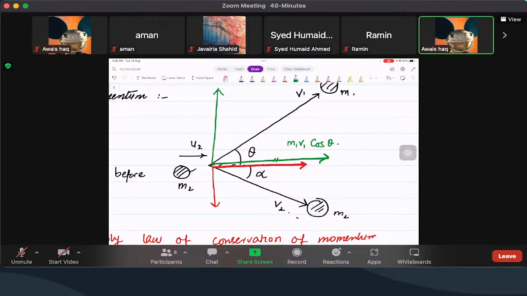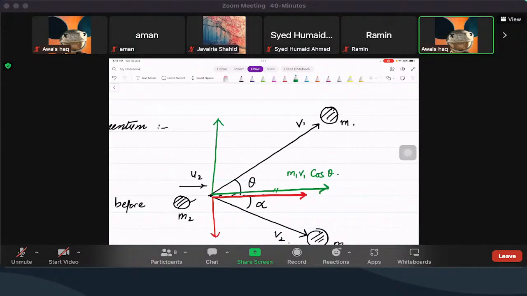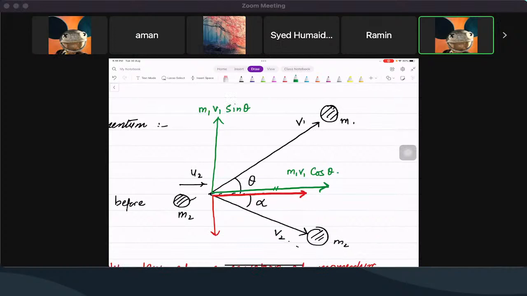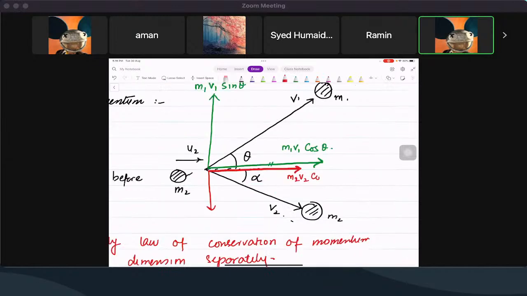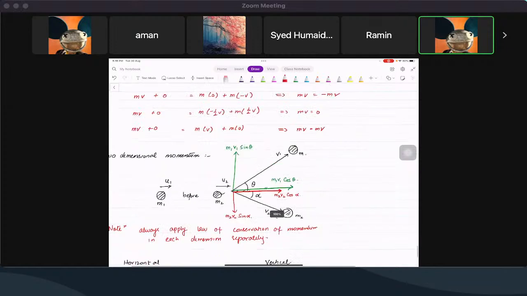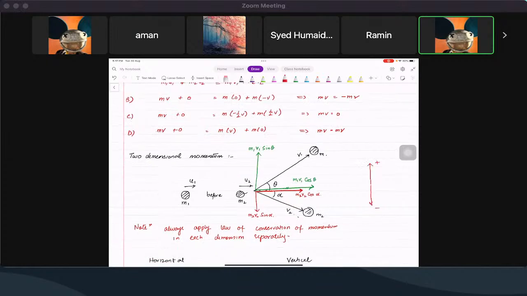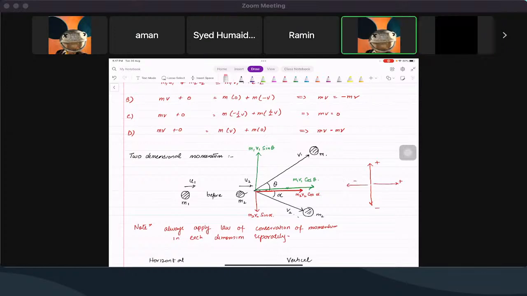Now what you're going to do next is write the vectors for the other one. So m2 v2 sine of alpha. Now if I say I'm going to take right as positive, left as negative, then this is going to be positive, this is going to be positive, this is going to be positive, and this is going to be negative, and these two are also positive. Is it clear, everybody?